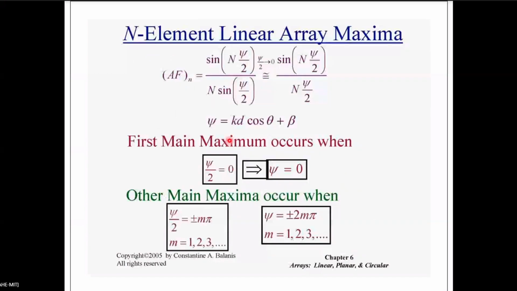The main maximum occurs at psi equal to 0. This is the array factor he has given here, the normalized array factor. The main maxima occurs when psi by 2 is equal to 0, or psi is equal to 0. We know that. Other main maxima occur when psi by 2 is equal to plus or minus m pi, with m equal to 1, 2, 3 and so on. That is only for the first array factor equation. For this one, there is only one maxima at psi equal to 0.